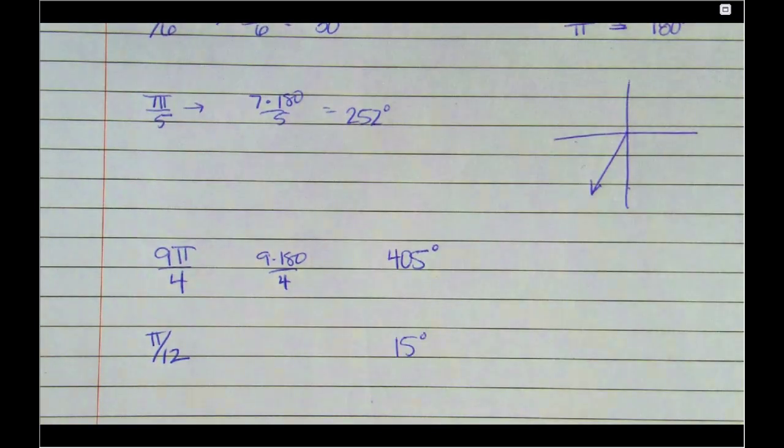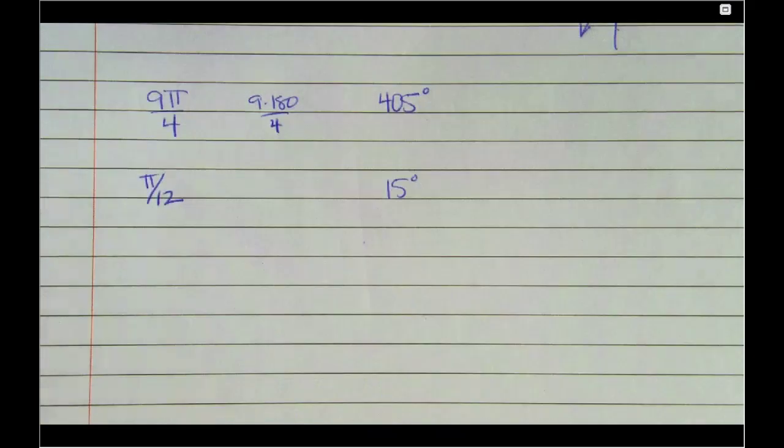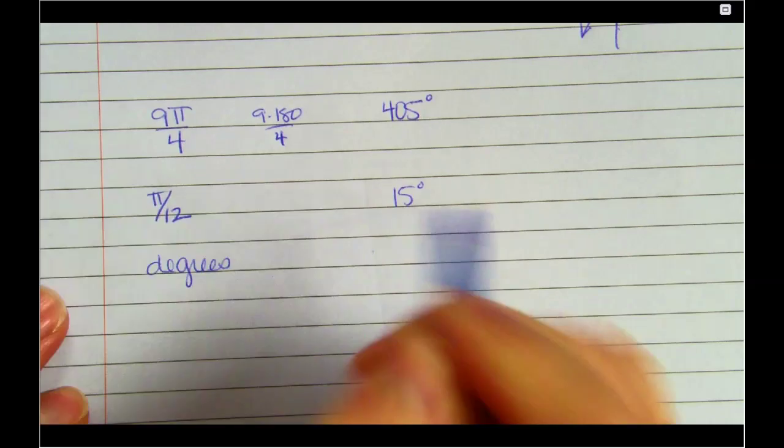Radians to degrees is the one that I use most often. 180 is equal to pi. You can swap them in and out. Now, degrees to radians, a little bit more complex, but not difficult.